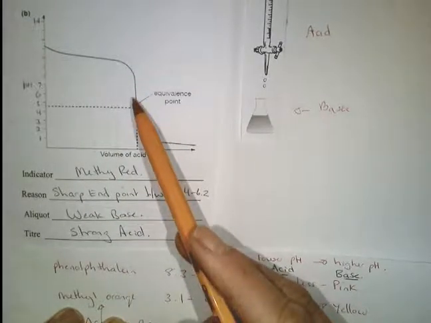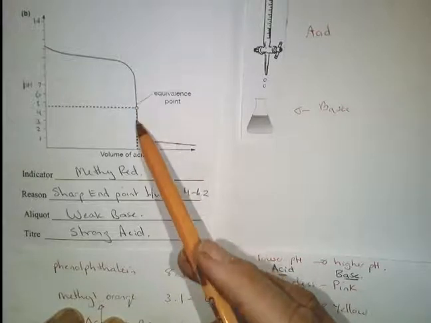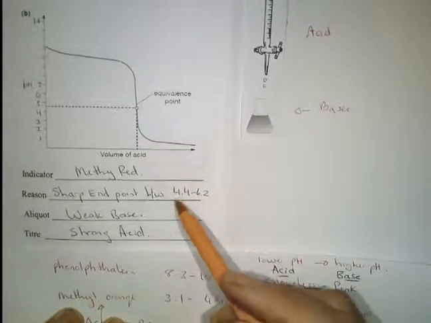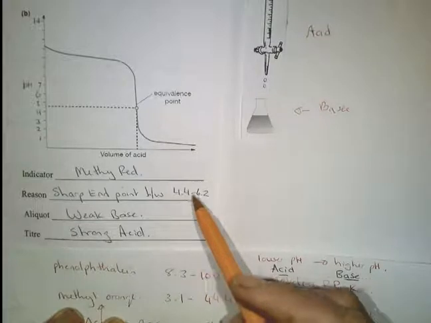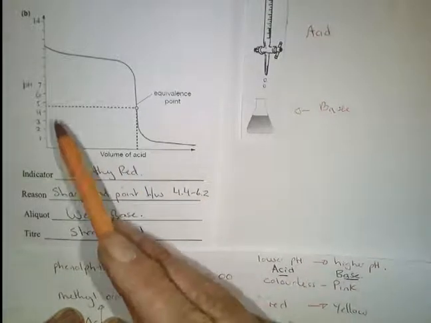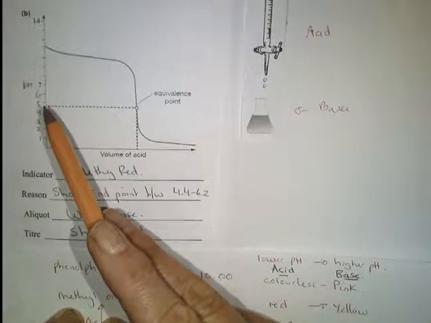So you want something that changes color around this region, and if you look up methyl red, it changes between 4.4 and 6.2, so you need something that changes around there.